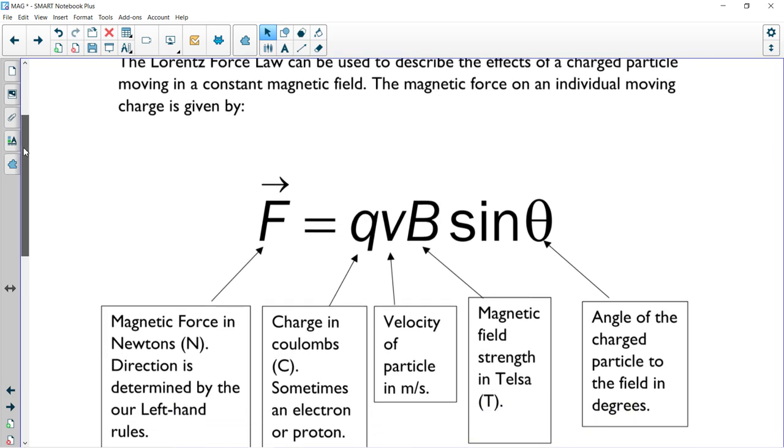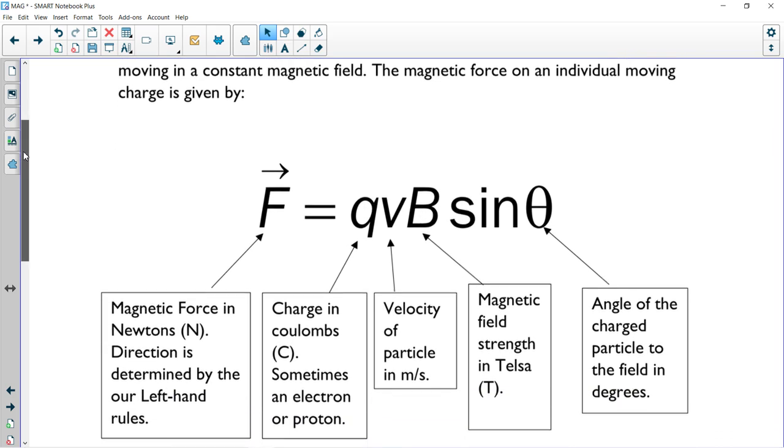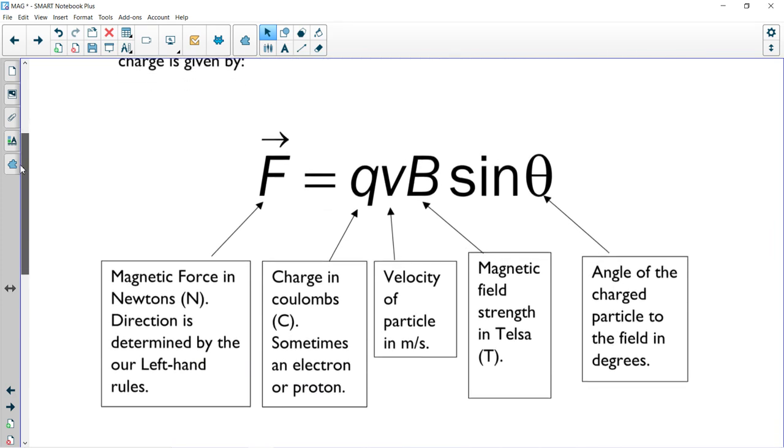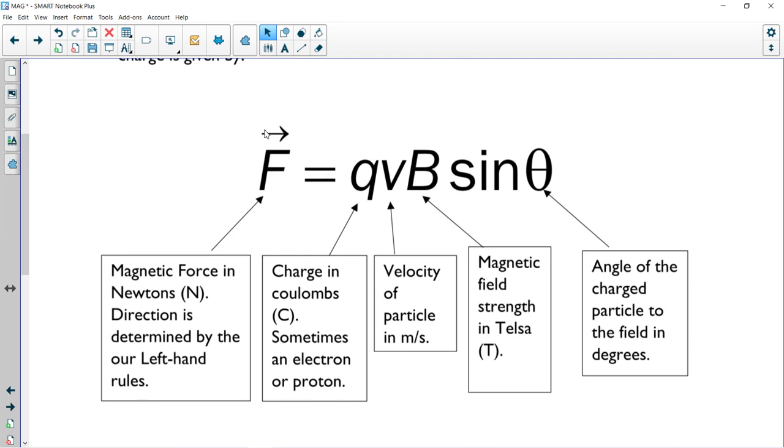So this is the formula we can use to actually calculate the magnetic force on an individual charge. Force is in newtons, and we've got the charge of an electron, or a proton, and it could be a given charge. So something to remember: the charge.